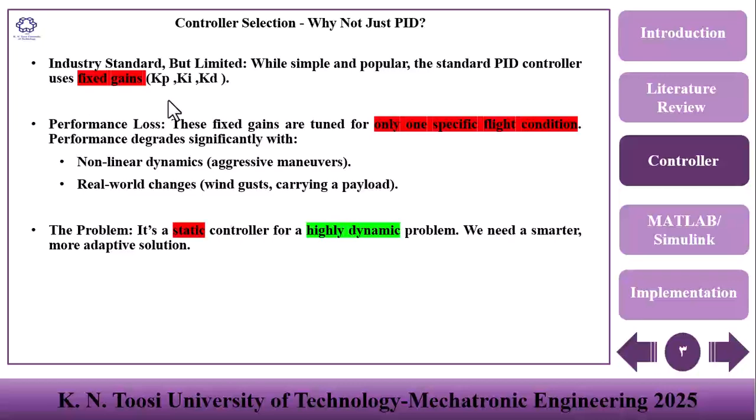The standard PID controller is simple and popular, but it has fixed gains, meaning the values of Kp, Ki, and Kd are tuned only for one specific condition. In real life, quadrotors face nonlinear dynamics, such as aggressive maneuvers, and environmental changes like wind gusts or payload. Under these conditions, the PID loses performance. In short, PID is a static controller, while the quadrotor is a highly dynamic system. Therefore, we need a smarter and more adaptive solution.